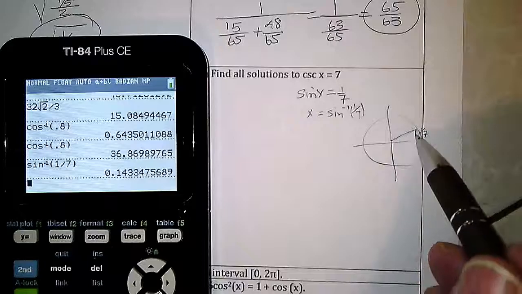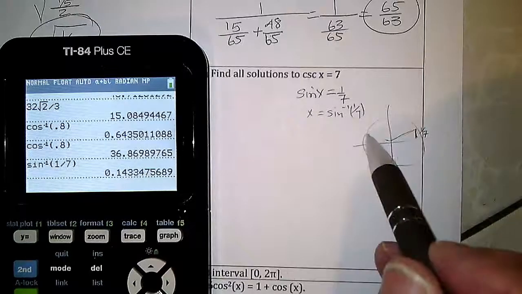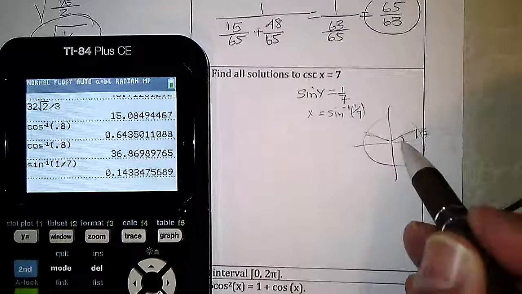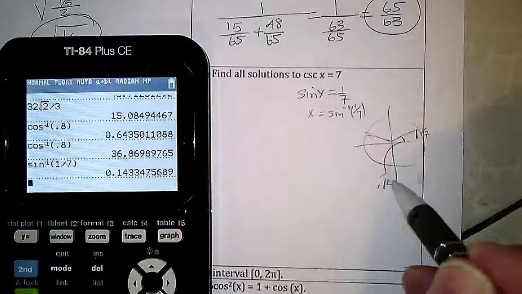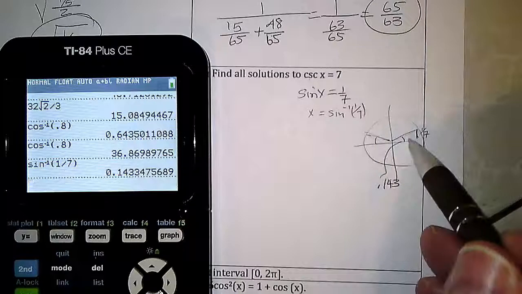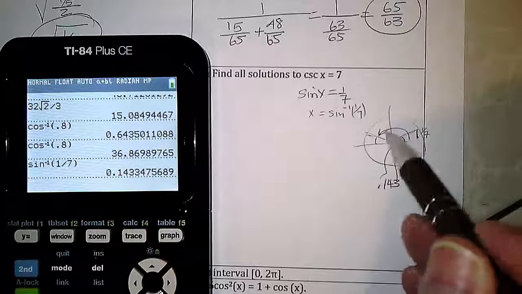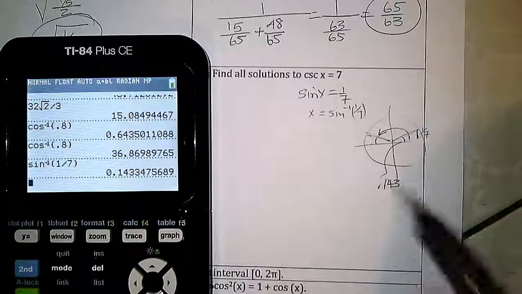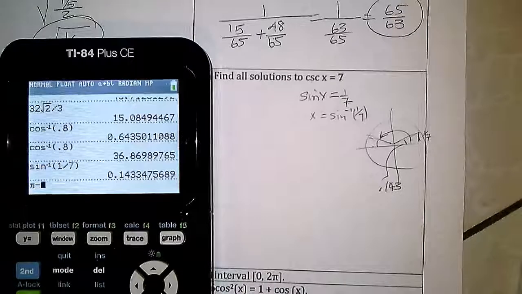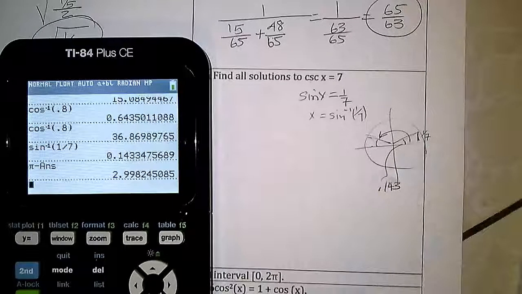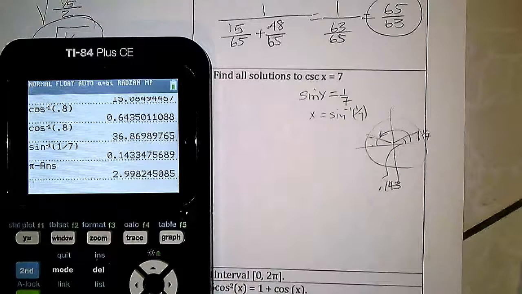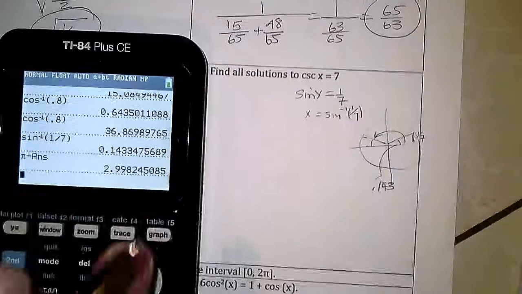Okay, the other place where the sine is a positive 1/7 is over here. So it's giving me this angle of 0.143. This angle is the same size, but to get this angle, I have to take pi minus this. So I'm going to go pi minus my answer. And the other place is 2.998, which basically is 3. So I got two answers here.